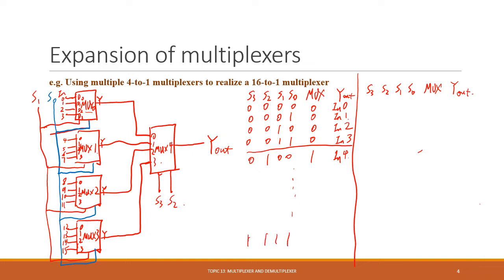Then in this case, mux 3, the output of mux 3 will be muxed to y out, and it's because S1, S0 is 1, 1. Okay, so which means the data input 3 will be muxed to its output here, which corresponds to the total input 15.